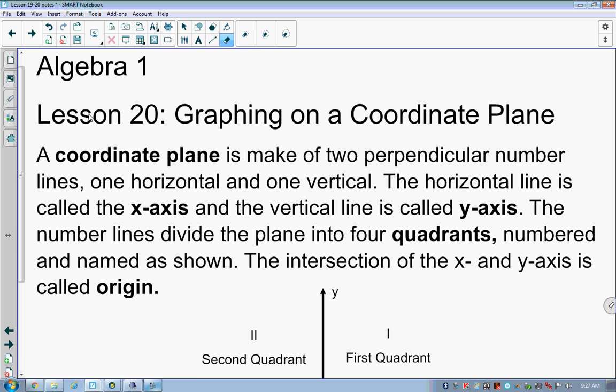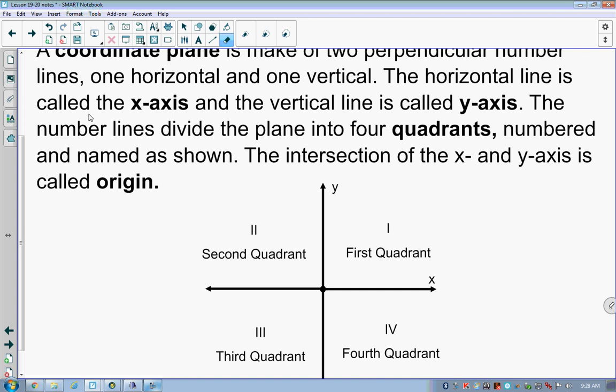If you go up on the y-axis, you're positive. You go down on the y-axis, you're negative. You go to the right on the x-axis, you're positive. You go to the left on the x-axis, you're negative. So you have an x-axis and a y-axis. The y-axis goes up and down. The x-axis goes across from left to right. Okay, we need to know where our axes are.